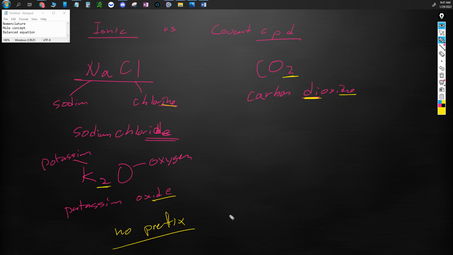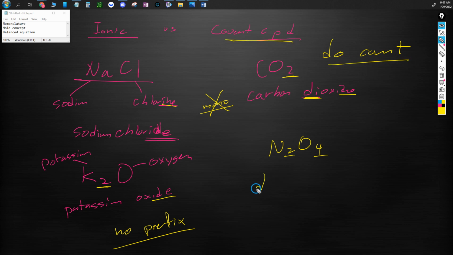In covalent compound, we do count. But we don't put mono here when this is only one. It's a given, so we don't use it. But let's just say we have N2O4. Now we have two of them, four of them, and you know that they are both non-metal compounds, so it goes into that rule. We do count. So what?